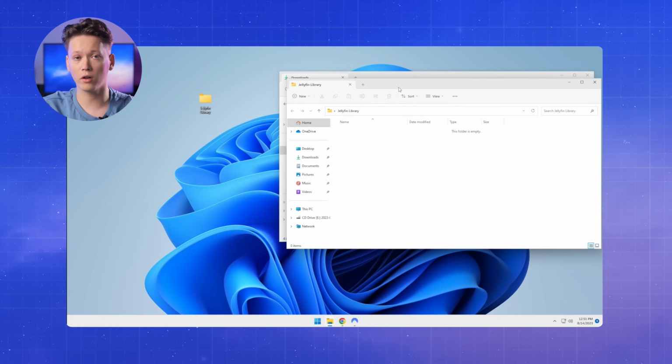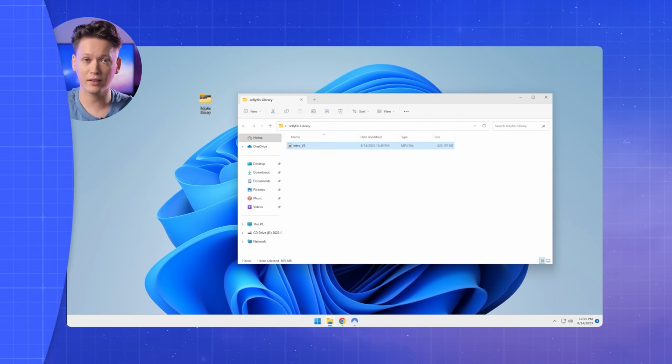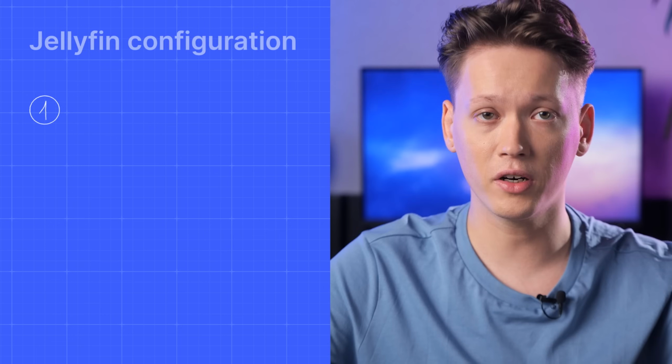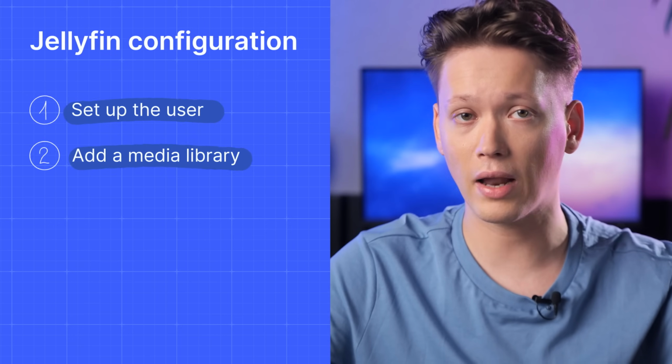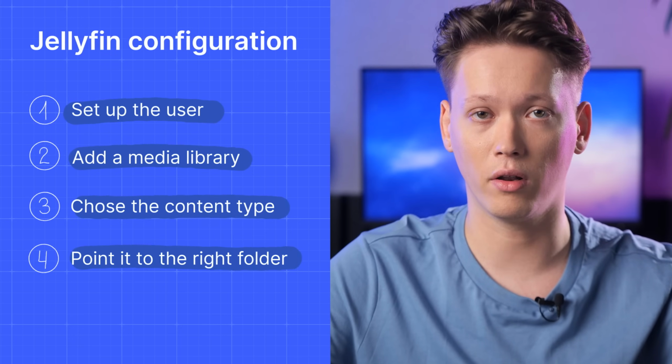I'll create a Windows folder called Jellyfin Library and drop my video inside. With that done, we'll head back to Jellyfin and continue with the configuration. First, set up the user. Then we'll add the media library, choose the content type, and point it to the right folder. And that's it! You can go ahead and access your videos now.